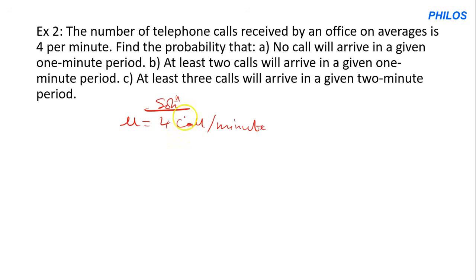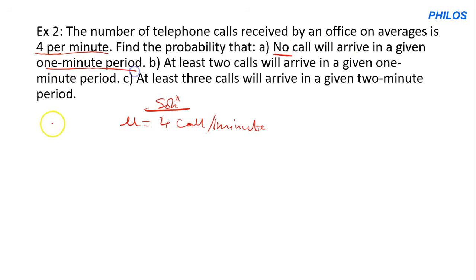So in every 1 minute, there are 4 calls. Okay, that's a minute. Now the question says we should find the probability that no call will arrive in a given 1 minute period. Now take a look at this. The question says 4 calls per minute. It means that in every 1 minute, there are 4 calls. So the same question is asking us to find a probability that no call will arrive in a given 1 minute period.